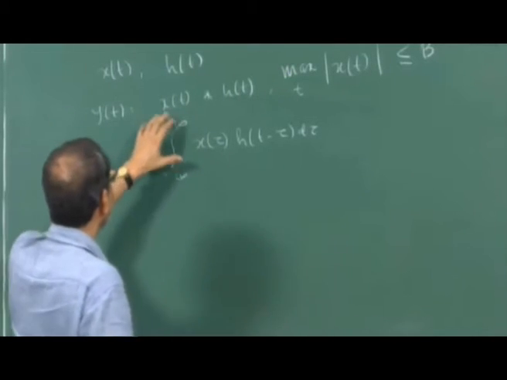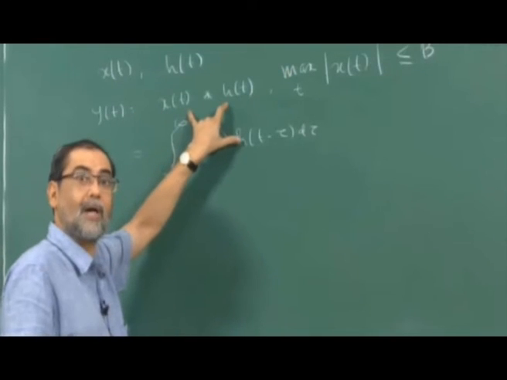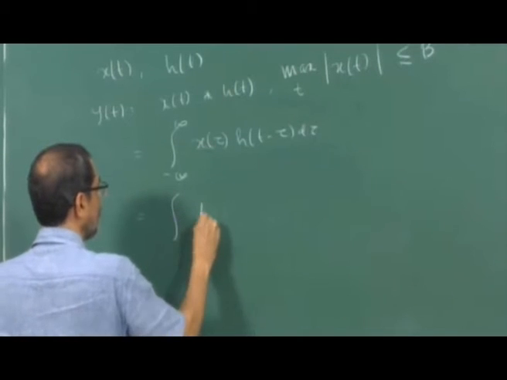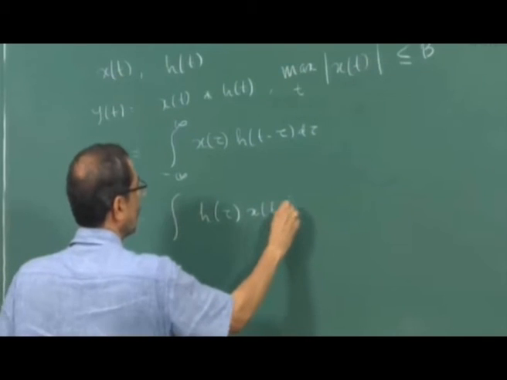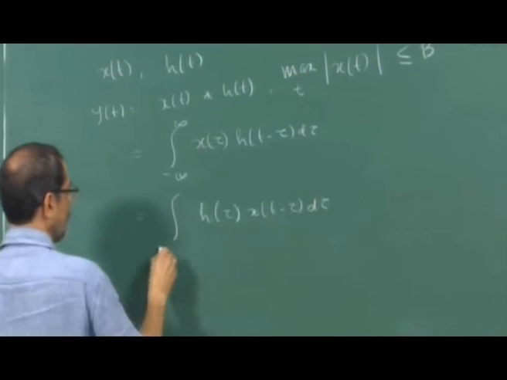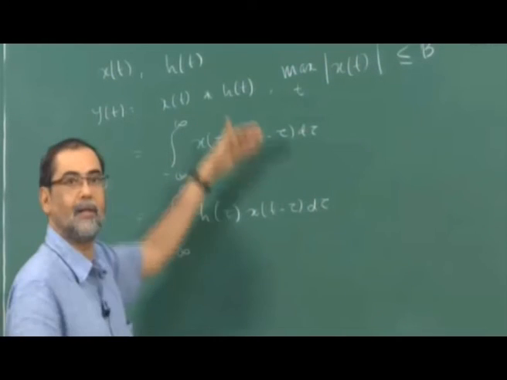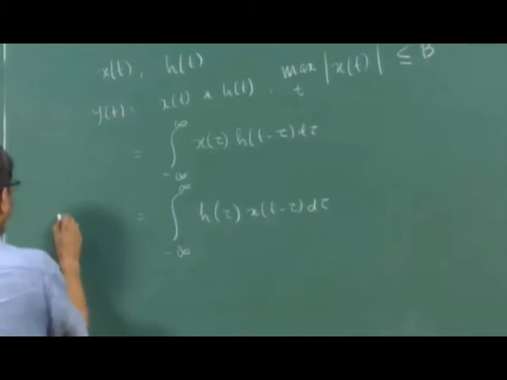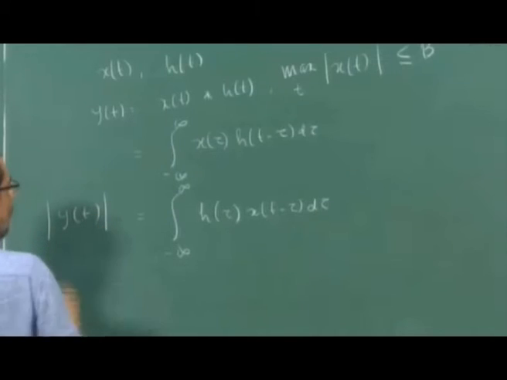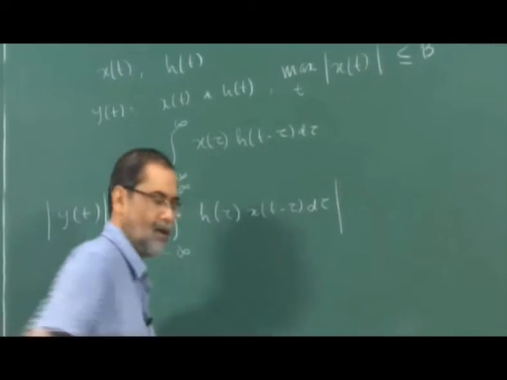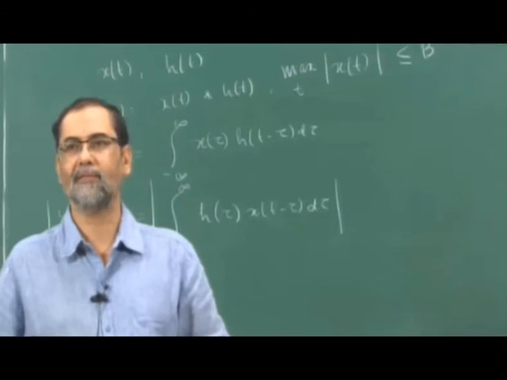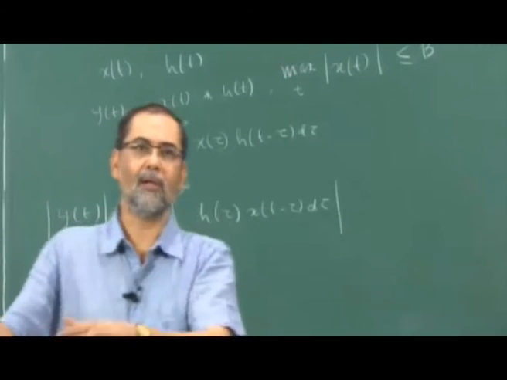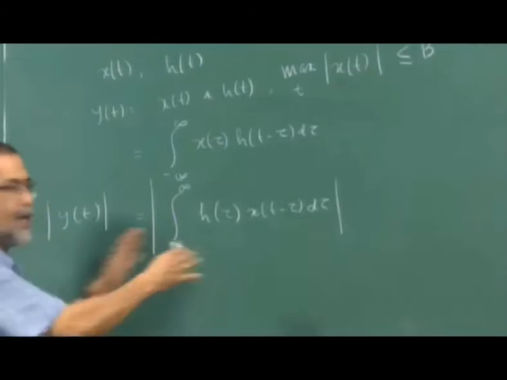I know that the convolution operation, I told you last time, is commutative, meaning x and h can be interchanged. So this can as well be written as the integral of h of tau, x of t minus tau, with respect to tau, right? This and this are completely equal for all times t. I want to find out the absolute value of this. The absolute value on the left hand side is equal to the absolute value on the right hand side. That part is simple, right? If y is equal to this, the absolute values should also be equal.